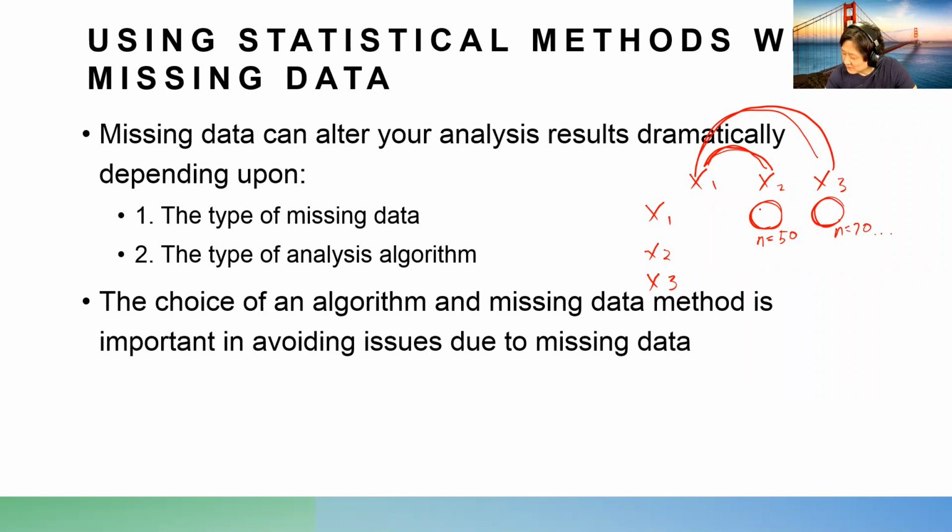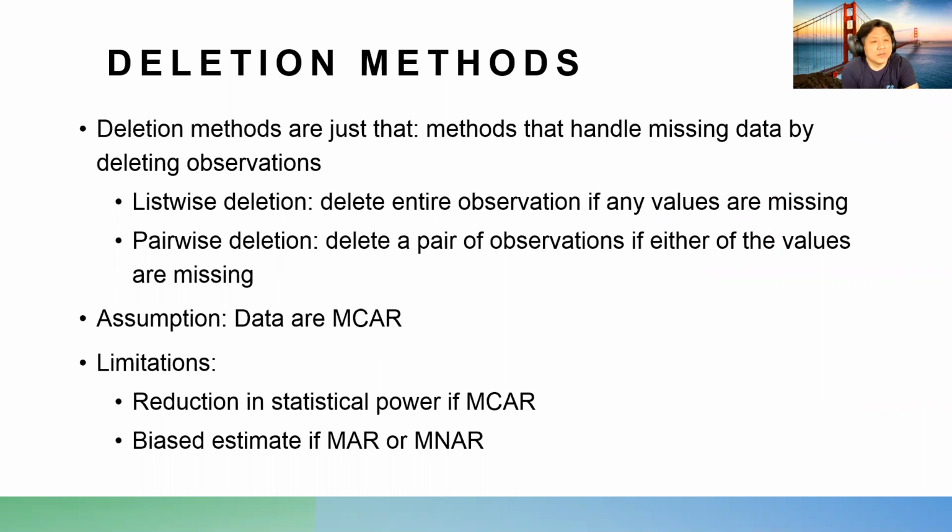Okay. So my correlation is 0.1 and this is 0.15, and you expected a significant correlation. Unfortunately, you found a non-significant correlation. Maybe that means you applied the wrong technique to deal with the missing data. Because if your data is not MCAR, but realistically it could be more MAR, this analysis will be severely biased. It will affect your dissertation results. So the choice of algorithm and missing data method is very important in avoiding issues due to missing data.